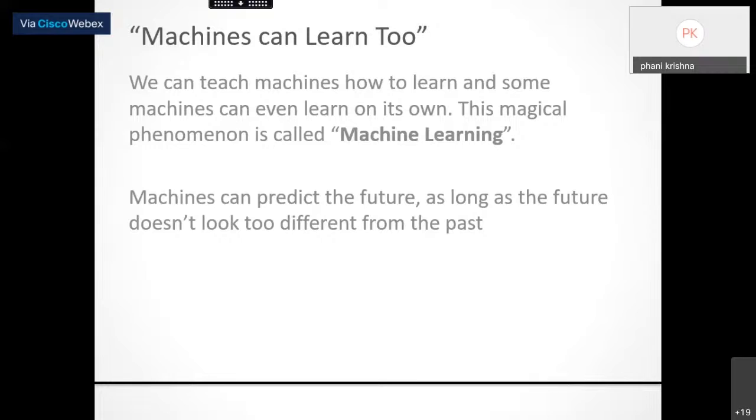The second statement says the machines can predict the future as long as the future doesn't look too different from the past. This means once we build the model on the training data, we can apply the same rules on test data and make predictions. But if the new data looks totally different from the training data, the machine learning model cannot perform well, so we'll get very low accuracy.